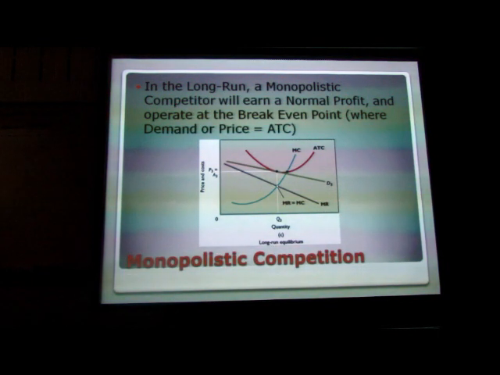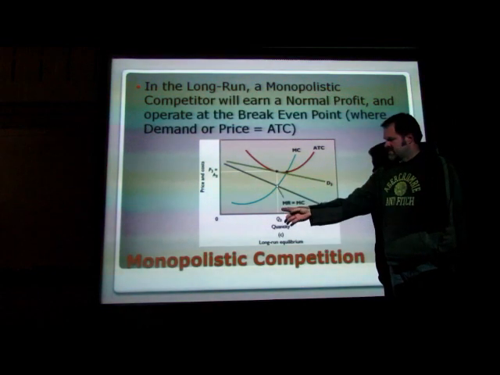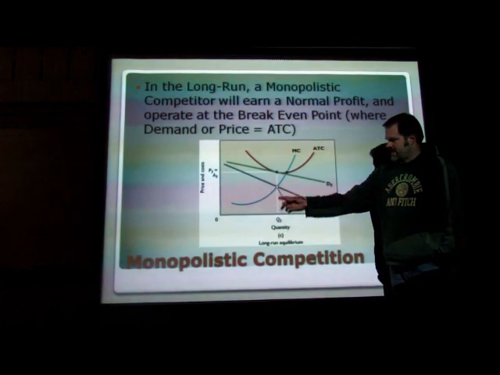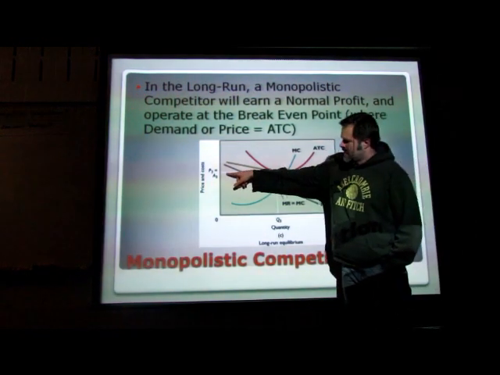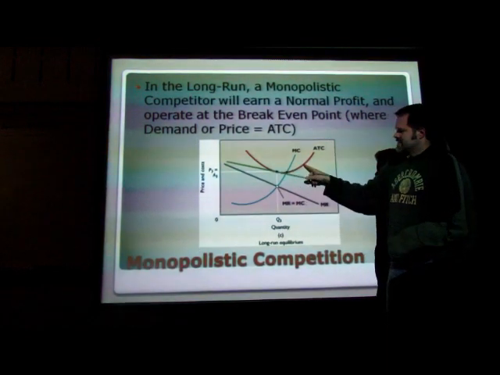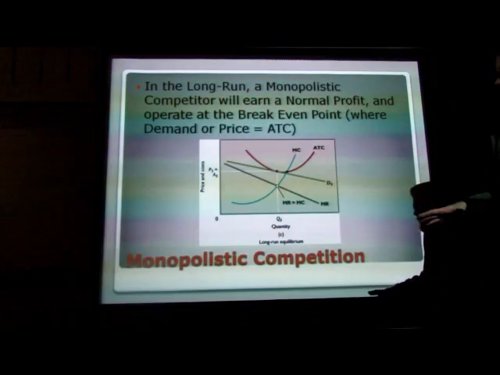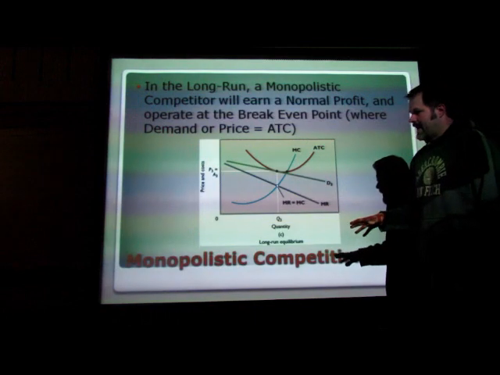So that was in the short run, however. In the long run, similar to perfect competition, a monopolistic competitor will only earn a normal profit and they will break even. That's where demand equals price. So looking at this graph, we see MR equals MC, dotted line down, dotted line up, dotted line across the price, but demand or price is equal to ATC at that point. What that means is that all or almost all monopolistically competitive firms will operate at break even.